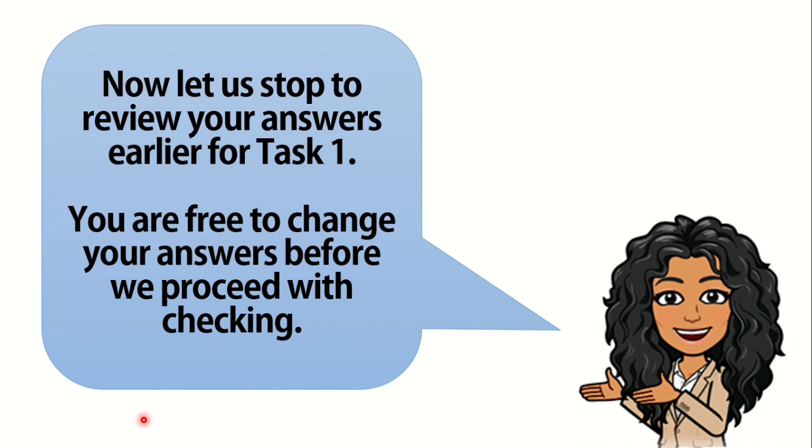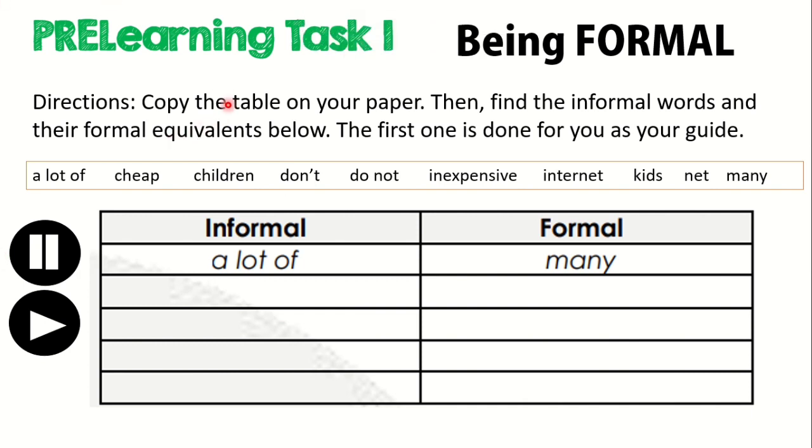Let us now stop to review your answers earlier for task 1. Okay, again, for learning task 1, be informal. Directions, copy the table on your paper. Then find the informal words and their formal equivalents below. The first one is done for you as your guide. Okay, so we will be revealing the answers based on how the words are presented inside the box. What do you think is next?